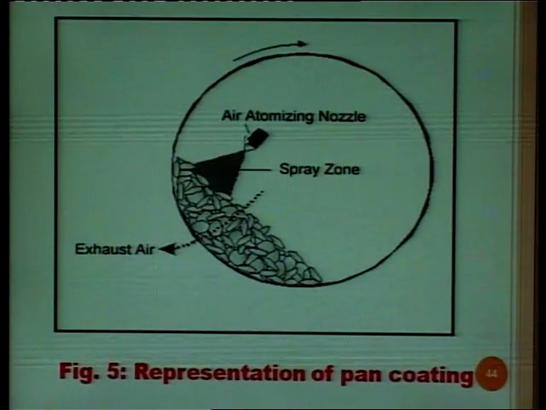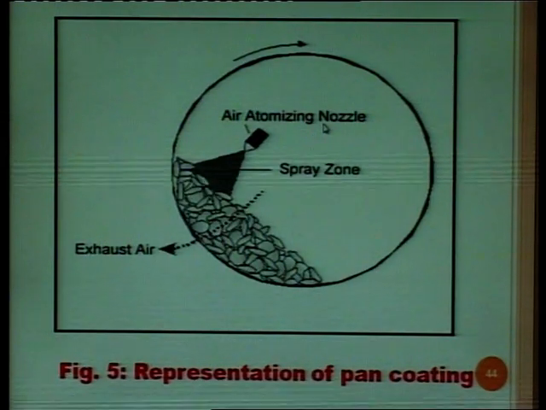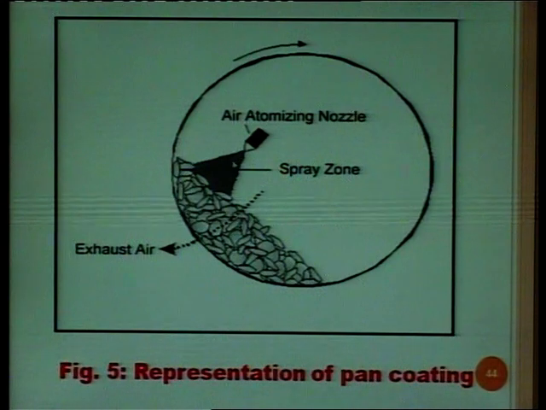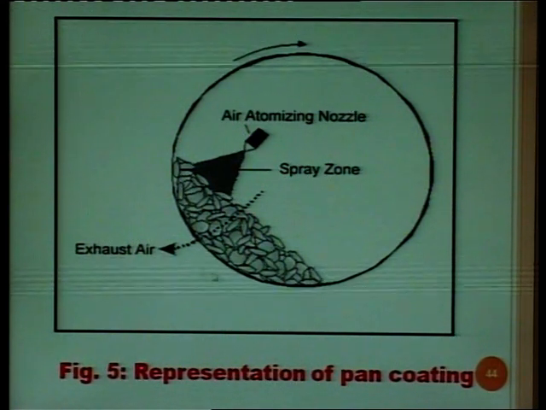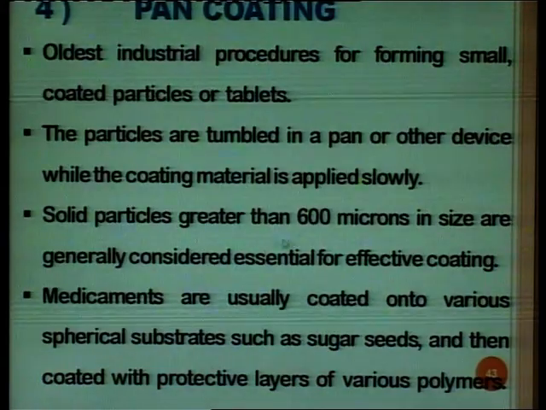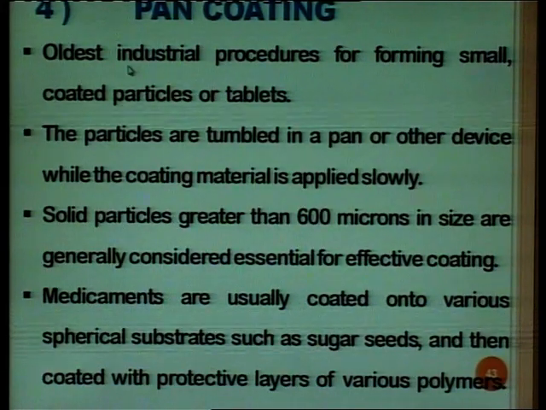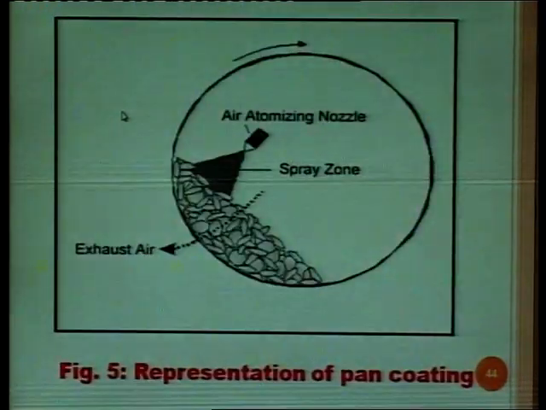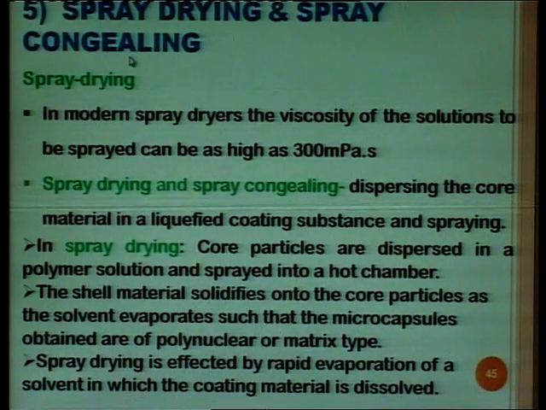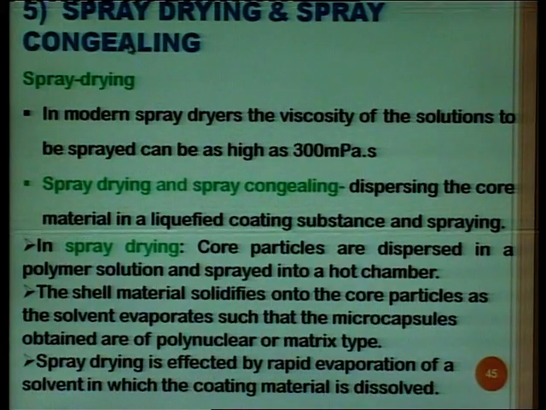This is the air atomizing nozzle by which you spray, this is the spray zone, and this is the exhaust air. This is the pan coating method, but this method is not used nowadays. This is the oldest procedure for forming small coated particles or tablets. The next technique is spray drying and spray congealing.